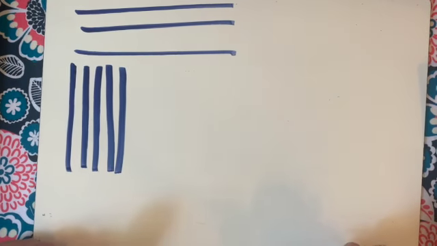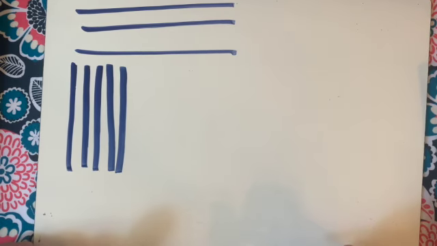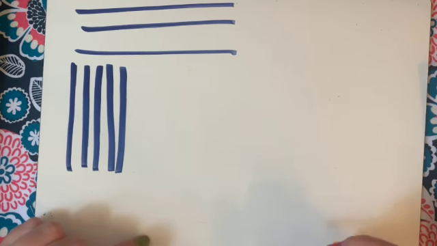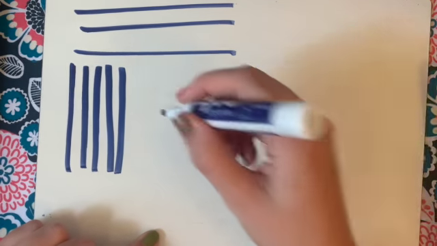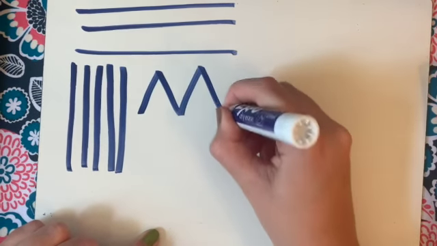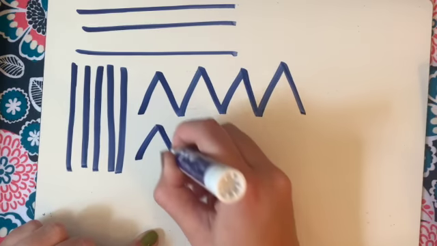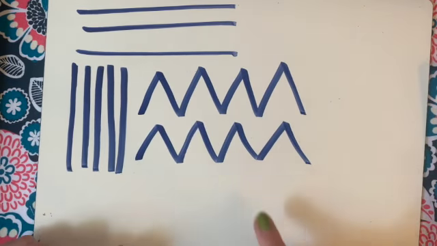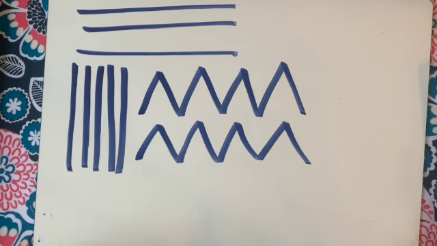Lines do not have to be straight. They can go off in different directions. Maybe you want to make a zigzag line or a line that looks like mountains. You can make a zigzag line where all of the points are about the same size, or they can change.